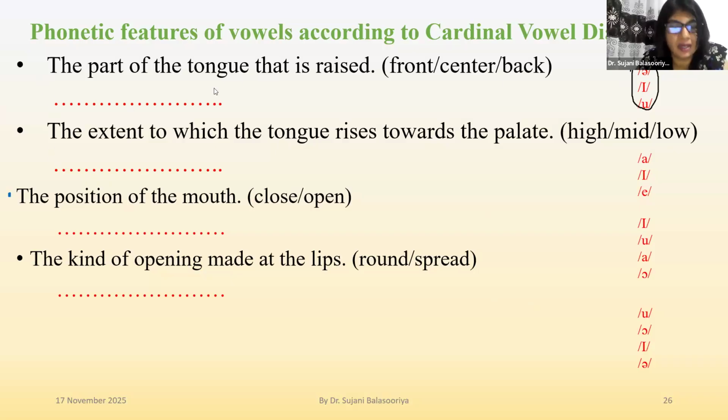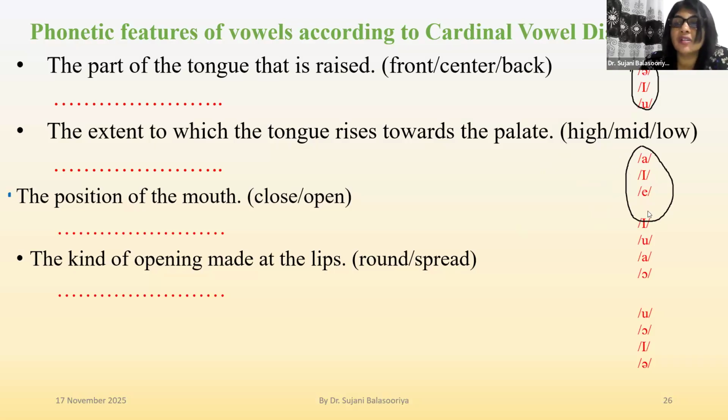I have given the four criteria, right? And within brackets, I have given the types of vowel sounds. Like the first one, the part of the tongue that is raised. Accordingly, we have three types of vowels: front, central, back. So I have given you three vowel sounds. You need to identify which is the front vowel, which is the central vowel, which is the back vowel. Similarly, the next criterion, the extent to which the tongue rises towards the palate, there again we have three types of vowel sounds: high, mid, low. Identify which vowel is high, which is mid, which is low.